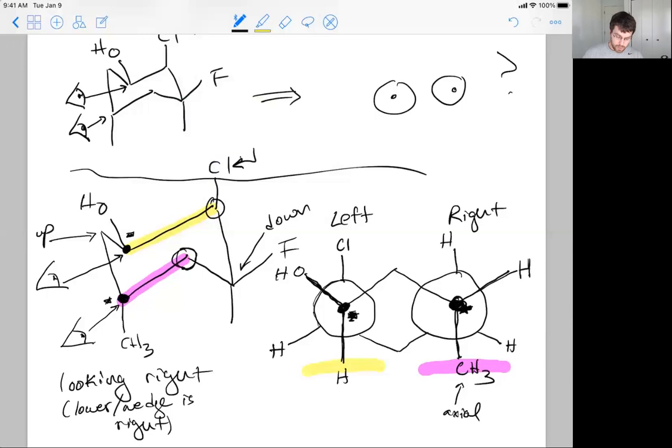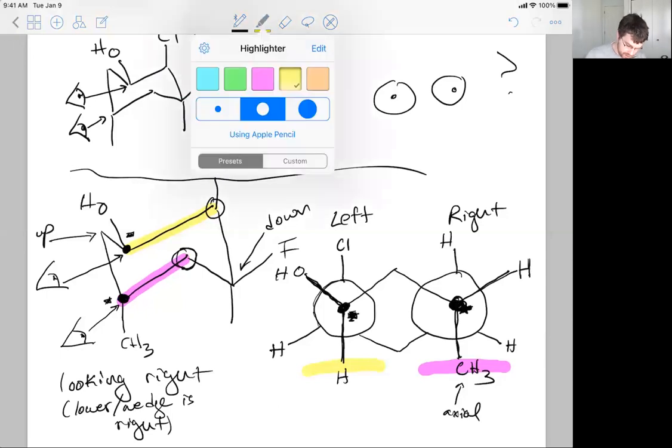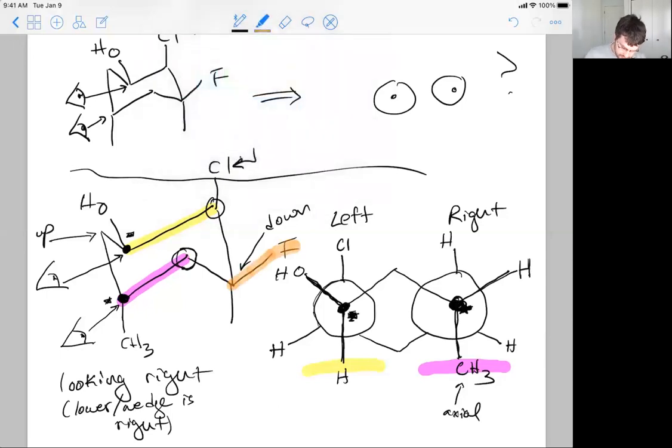We're done, right? Well, no. What about these groups? This methyl and this fluorine. The fluorine's equatorial, the methyl is axial. How do I depict those as a double Newman projection?